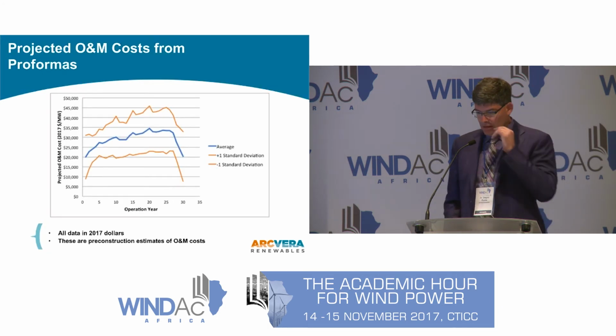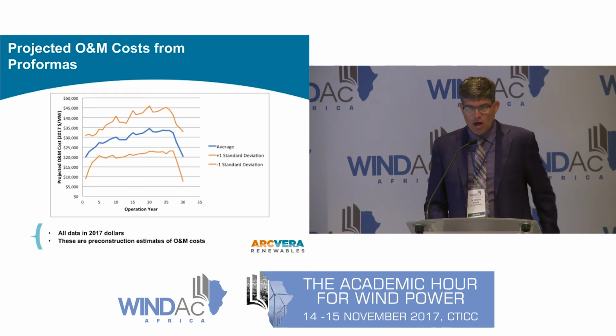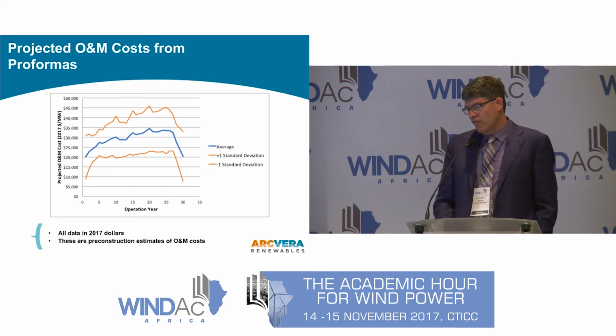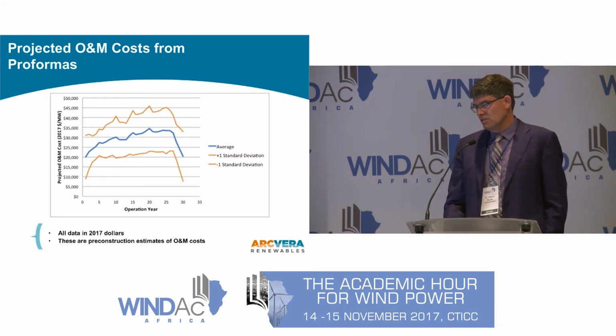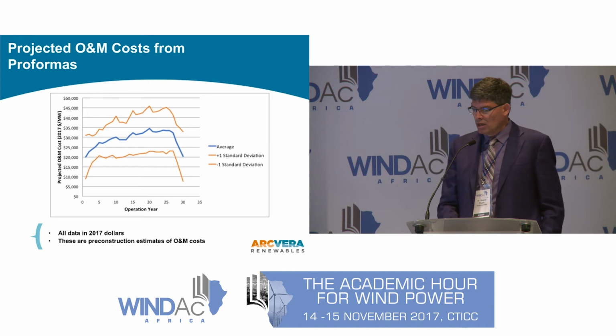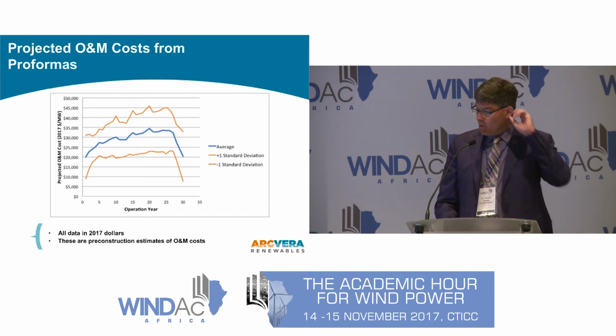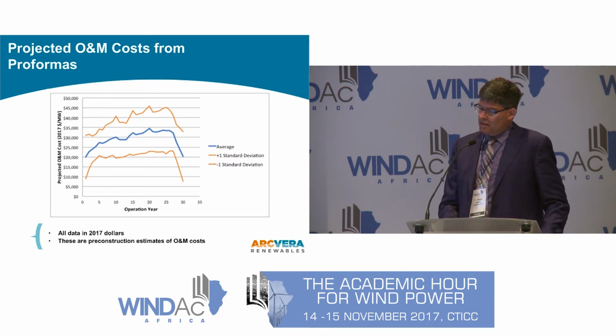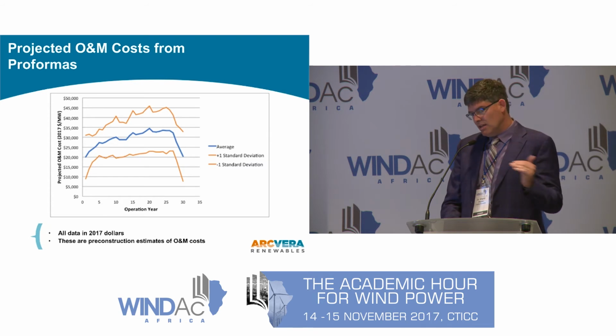So that's some background. And so here's what the O&M costs that are projected in pro formas, that is pre-construction estimates of how O&M costs are going to change over time. There's plus and minus 1 standard deviation shown there. You can see sort of year 1. The blue line, the average is about 20,000 per megawatt, and it goes up rapidly early and then steadies off.